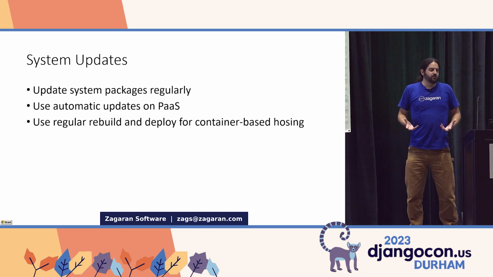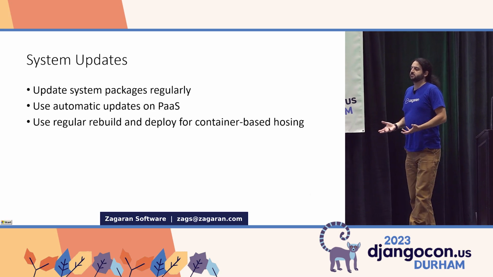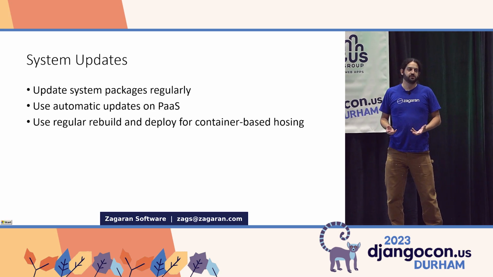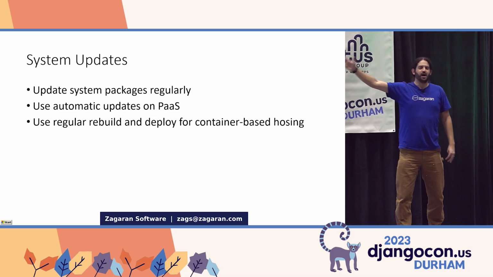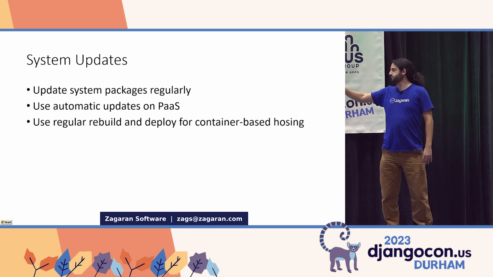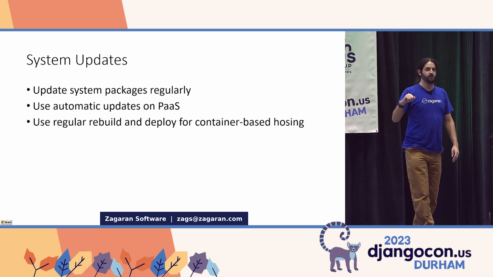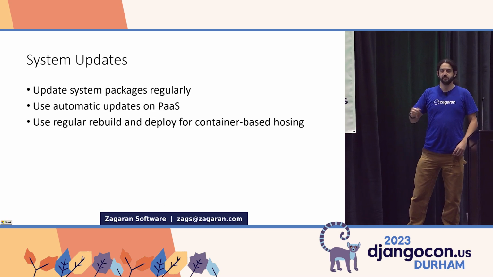The last thing to think about on deployments is system updates. Please do these. Equifax lost half of America's social security numbers by not doing this. So you need to update them regularly. Platform as a service, it'll do it for you. Love platform as a service. You just set up managed platform updates on Elastic Beanstalk, give it a maintenance window, it does it for you.